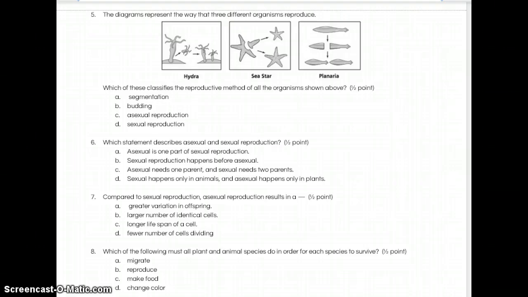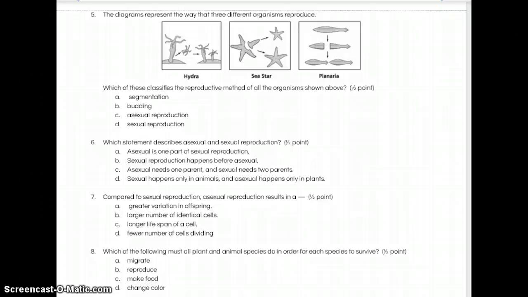Number 6. Which statement describes asexual and sexual reproduction? A. Asexual is one part of sexual reproduction. B. Sexual reproduction happens before asexual. C. Asexual needs one parent and sexual needs 2 parents. D. Sexual happens only in animals and asexual happens only in plants.